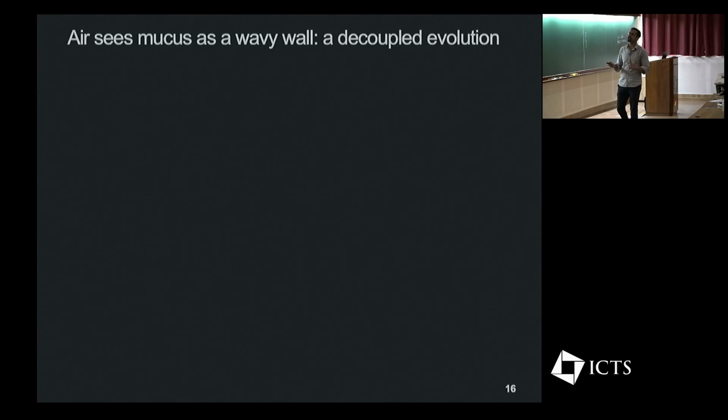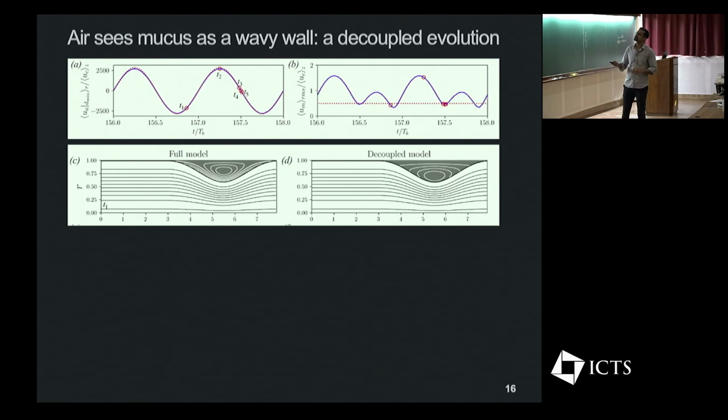Okay, let's consider air quickly. Because the viscosity and density of air is so much less than the mucus, you can effectively decouple the problems to leading order. So the air sees the mucus as a kind of deformed wall, and its flow doesn't get affected by the mucus other than the fact that it has a contoured channel to pass through. So these are some snapshots of the flow. That's the mucus bulge at some long time state as it's moving.